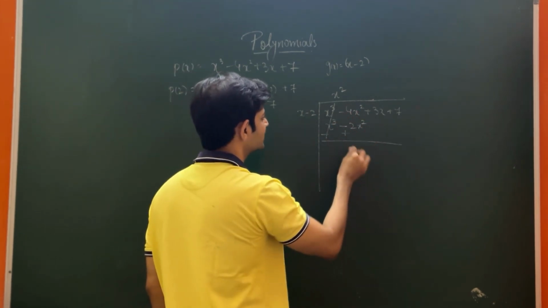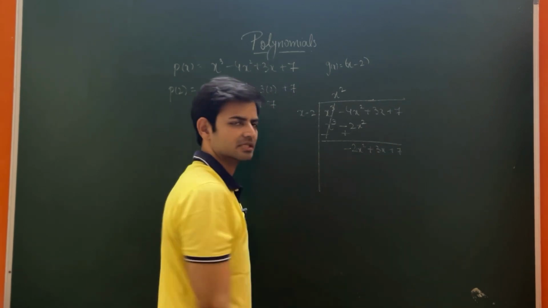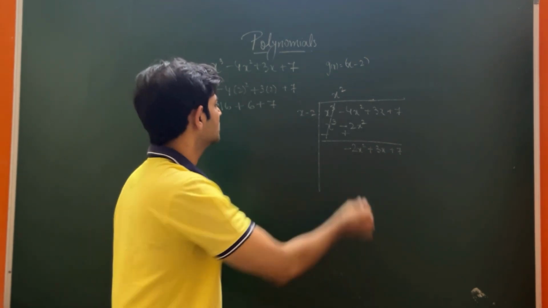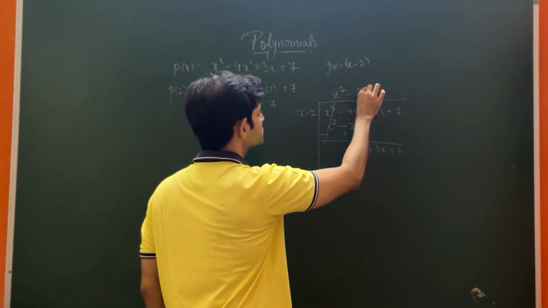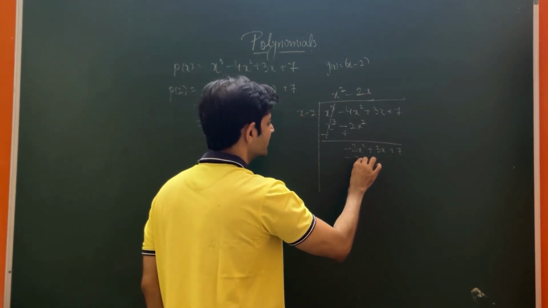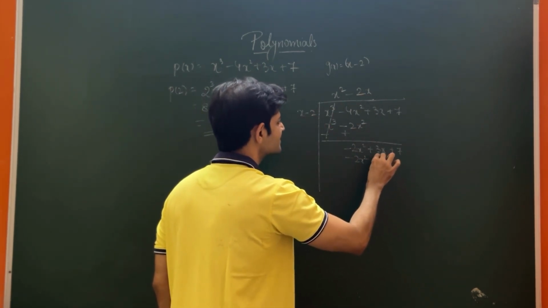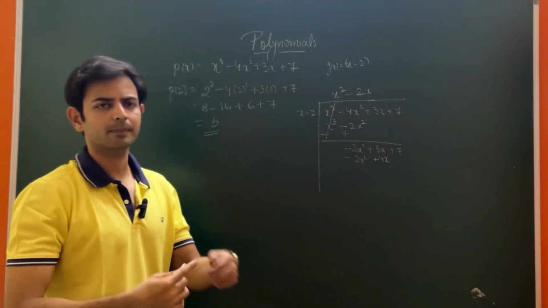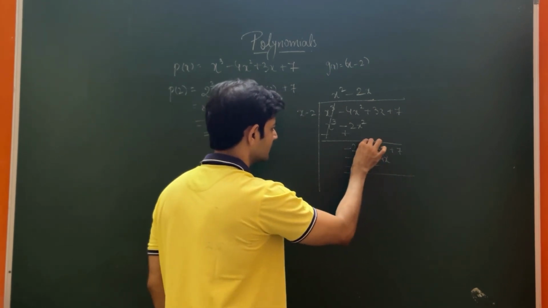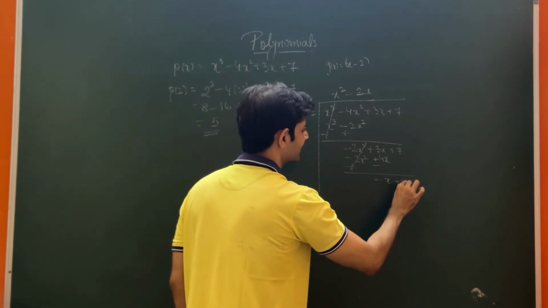Minus 4 plus 2, that will be minus 2x square plus 3x plus 7 as it is. Now we have to eliminate this minus 2x square, so we will multiply this by minus 2x. So minus 2x into x will be minus 2x square. Minus 2x into minus 2 will be equal to plus 4x. Again we repeat the same procedure and we flip the signs. This gets cancelled. 3 minus 4 will be minus x plus 7.